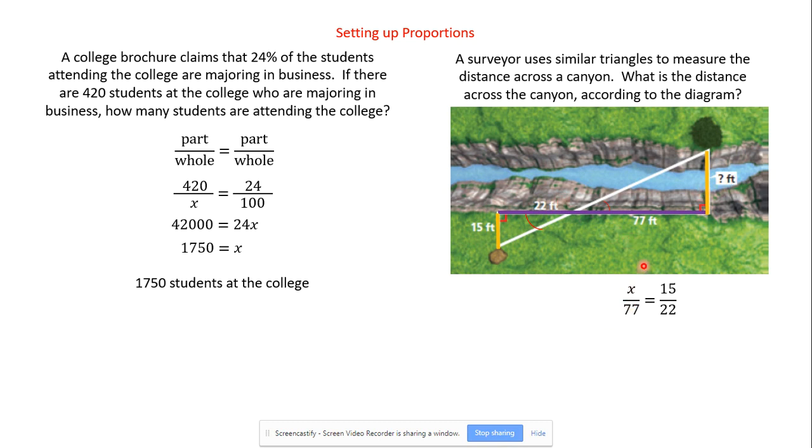Why did I choose this way? I started out with my variable because I just want my variable on top. It's easier to deal with than when your variable's in the denominator, because now we just really need to multiply by 77. I will cross multiply here though. Get 22x equals 1155. Divide by 22. X equals 52.5 feet, because it's a unit, and so we want that feet there.